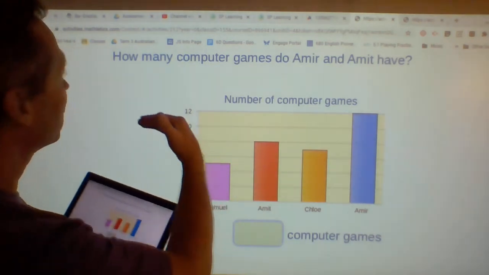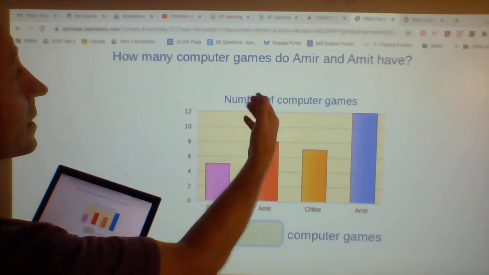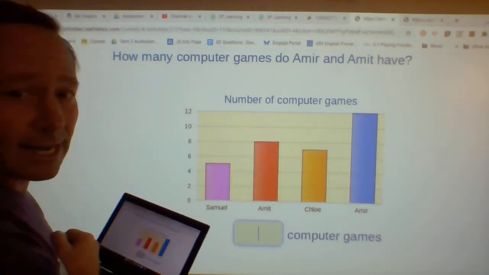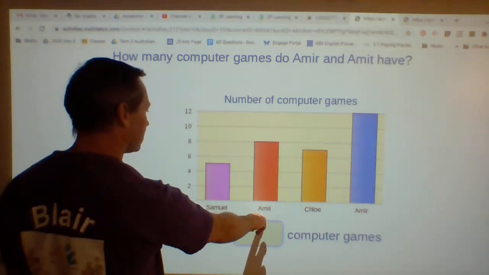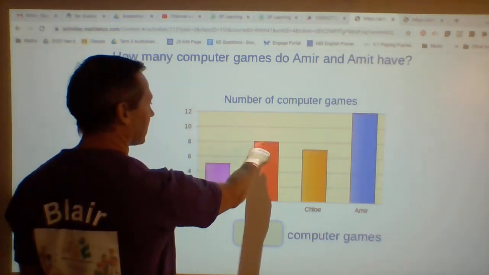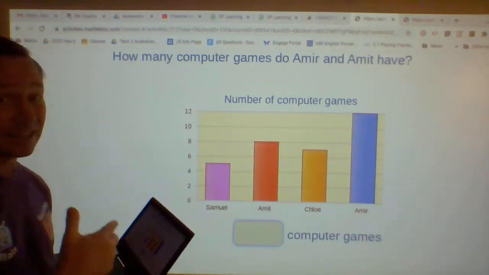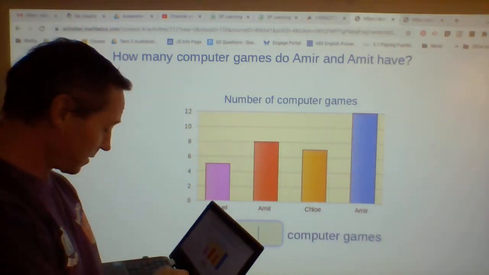Then it's asking this time, how many computer games do Amir and Amit have? So you have to combine them, you have to add them. And you put that answer in. Amit has 8, and Amir, look up here, 12. So I have to add that together, 12 plus 8 should give me 20.